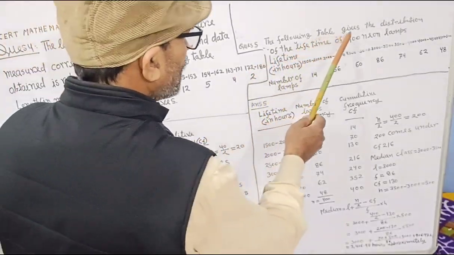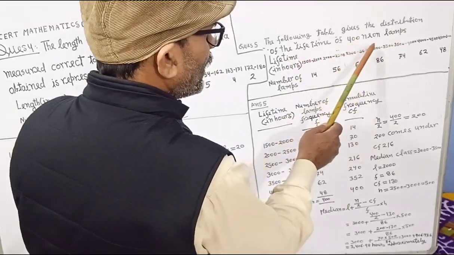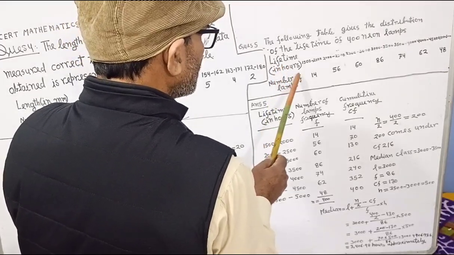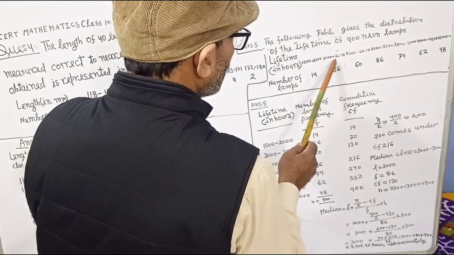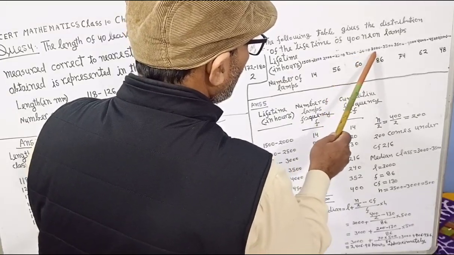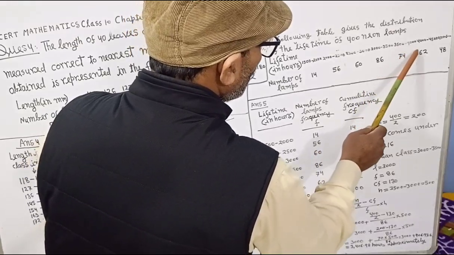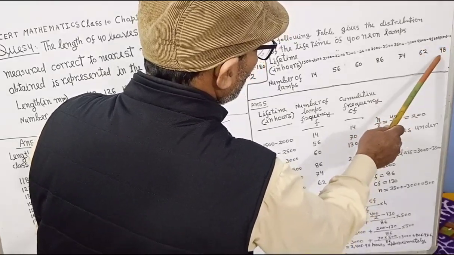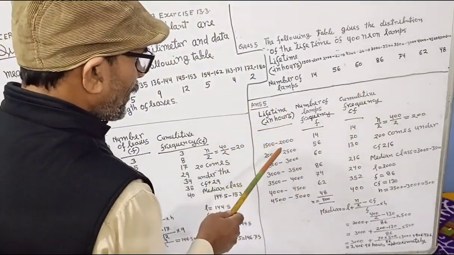Question number 5. The following table gives the distribution of the lifetime of 400 neon lamps. Lifetime in hours: 1500 to 2000, 14; 2000 to 2500, 56; 2500 to 3000, 60; 3000 to 3500, 86; 3500 to 4000, 74; 4000 to 4500, 62; and 4500 to 5000 is equal to 48.